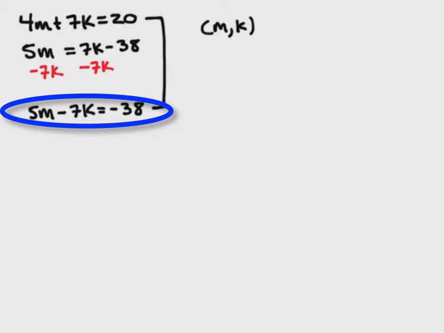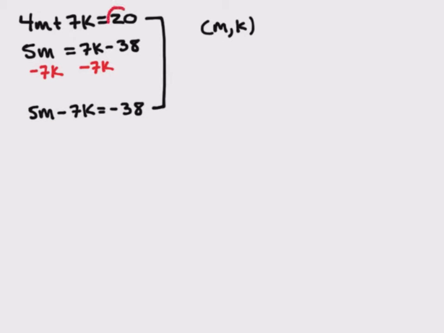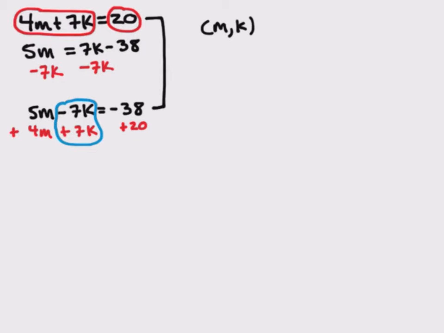We're going to add 20 to both sides of this equation. On the right-hand side, we're going to actually add the number 20. On the left-hand side, we're also going to add 20, but we're not going to actually add the number 20. We're going to add something that's exactly equal to 20, namely 4m plus 7k. And when we do that, we end up with this really nice equation, 9m equals negative 18. And I'm sure we can solve that.